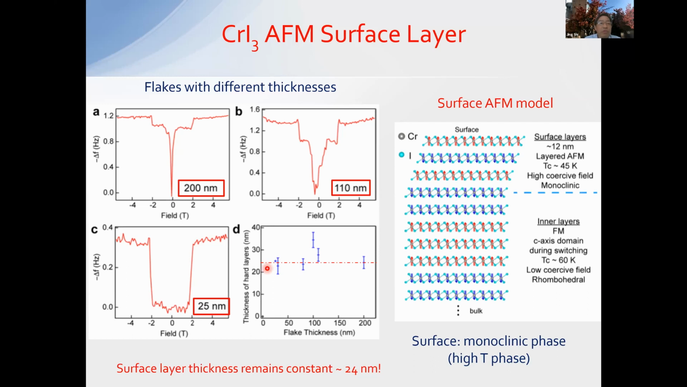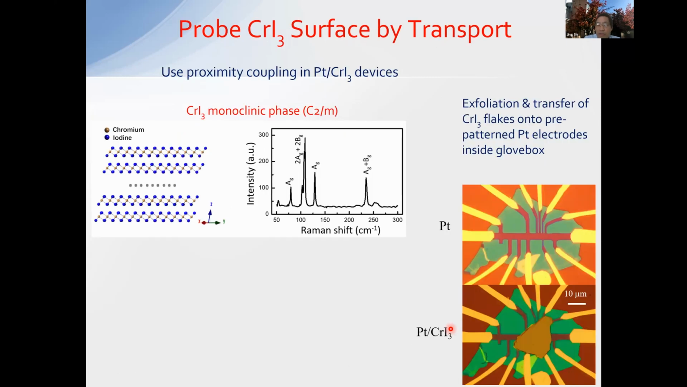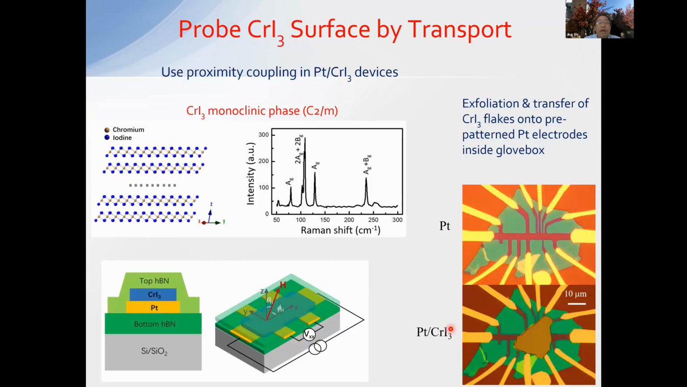We know the thickness of the antiferromagnetically coupled surface layer remains about 24 nanometers. So if you think both surfaces can have this layer, each side is around 10 to 12 nanometers that's antiferromagnetically coupled, right? So basically we have a simple model showing that the surface layer is a sort of monoclinic phase, which is preserved from the high temperature phase. The high temperature phase, we know, is monoclinic, okay? So this is a simple model we learned based on the MFM measurements.